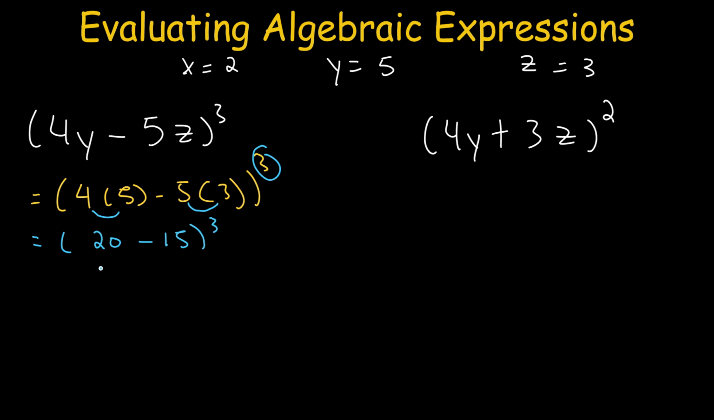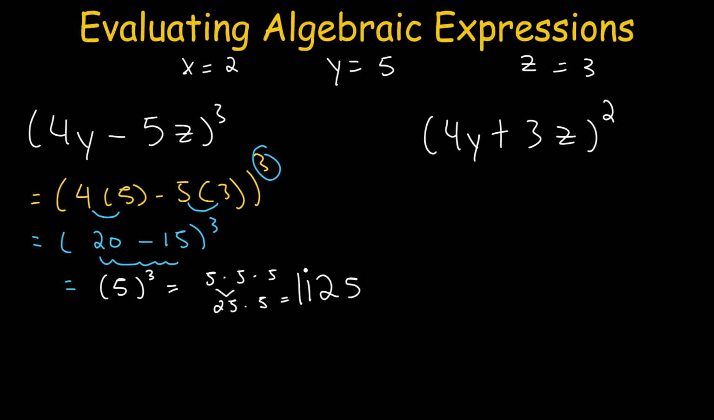And now let's keep working inside the parentheses. So let's go ahead and subtract 20 minus 15, that is 5. Don't forget your exponent. Now this means 5 times 5 times 5. So 5 times 5 is 25, and 25 times 5, think about money. You have 25 cents. That will be equivalent to 125.